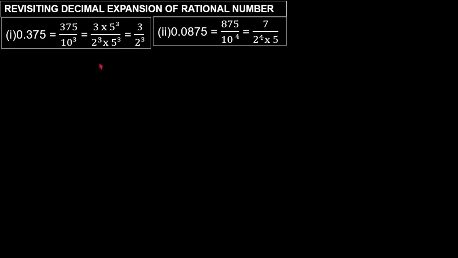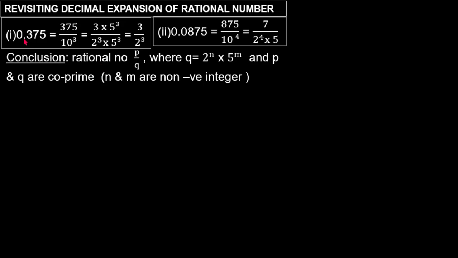So what is the conclusion actually? These are terminating cases. Both the numbers, if you see, are terminating. So for a rational number P by Q, see the Q, it is represented in the form of 2 raised to power something into 5 raised to power something. And P and Q are co-prime numbers. See, this is 7 and this is 2 and 5. There is nothing in common. Where m and n are positive integers. This should be positive integer. Let's make a correction. So this is the way.